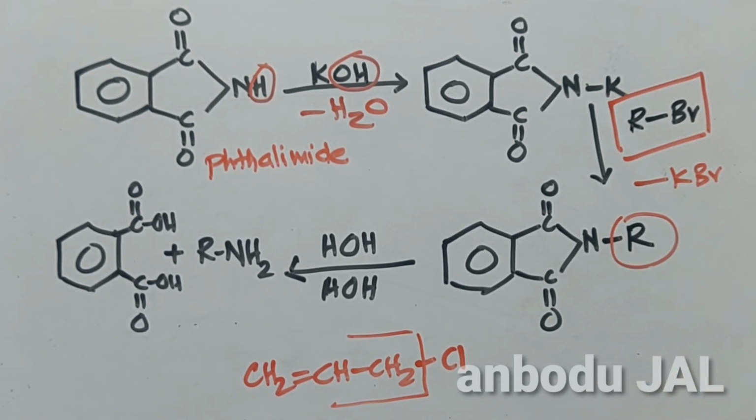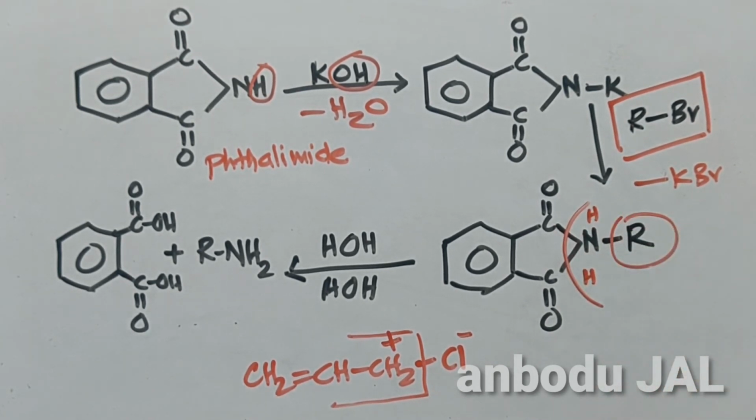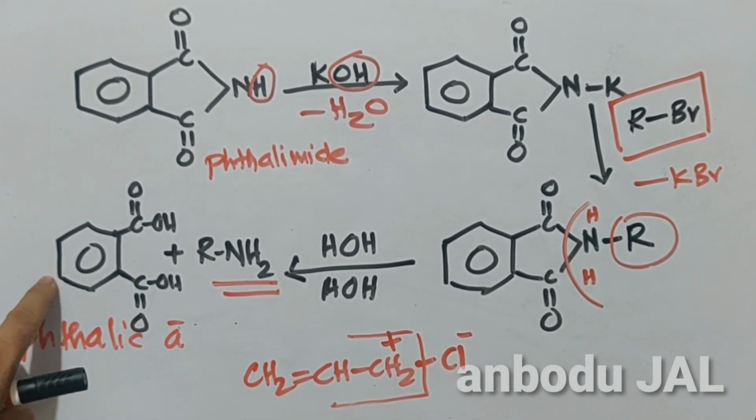Allyl part will be attached quickly because Cl minus will leave from here quickly, since as a result of the leaving of Cl minus, allyl carbocation will be formed. This is a stable carbocation. That carbocation will be attached to this nitrogen. In the next step, hydrolysis takes place and this bond is broken. 2 hydrogen atoms come to this side for the formation of RNH2. RNH2. Then this is phthalic acid. Phthalic acid is the byproduct in Gabriel phthalimide synthesis.